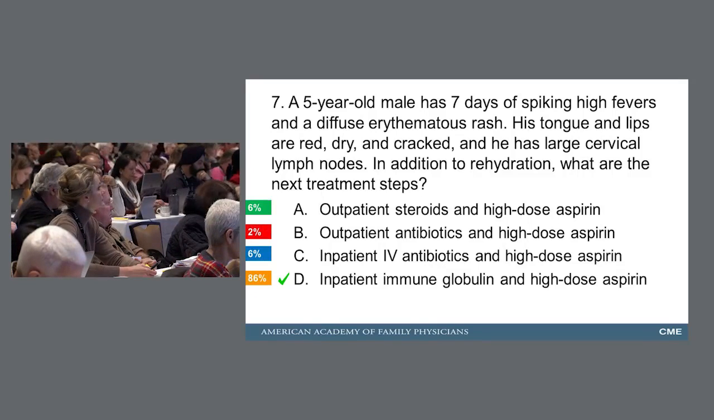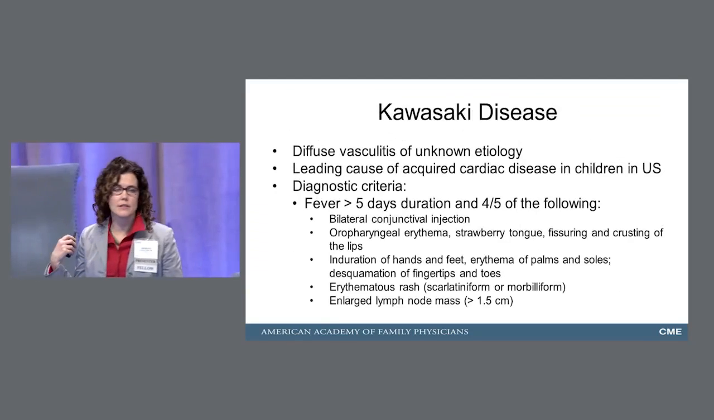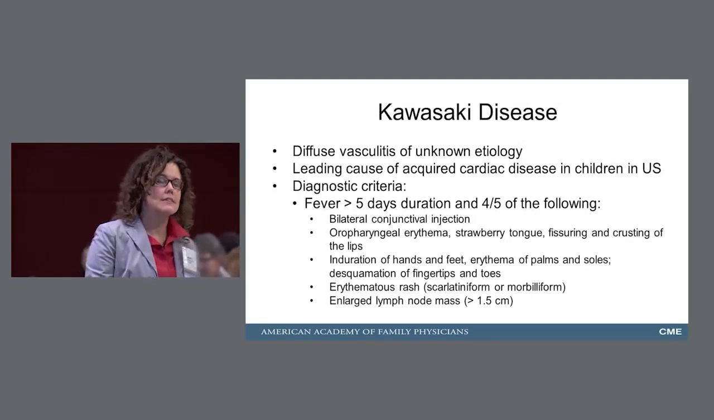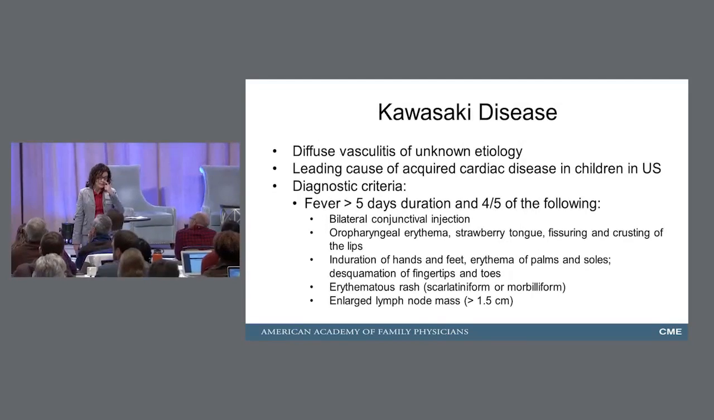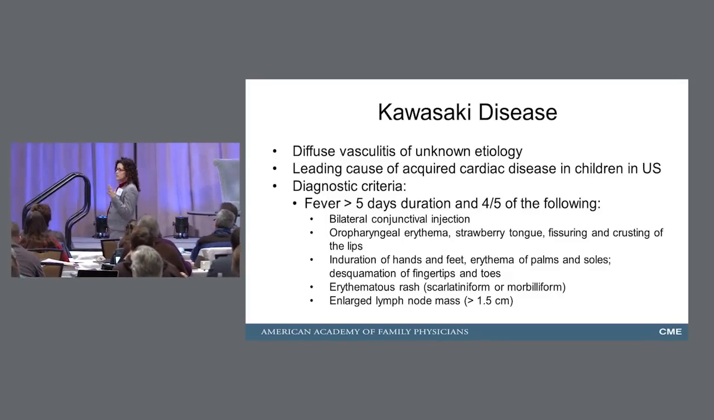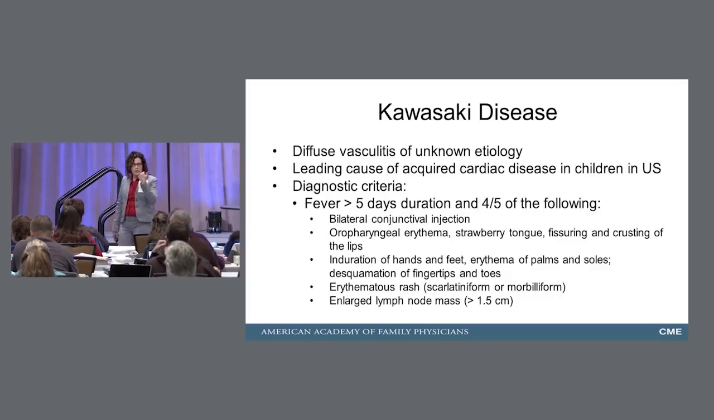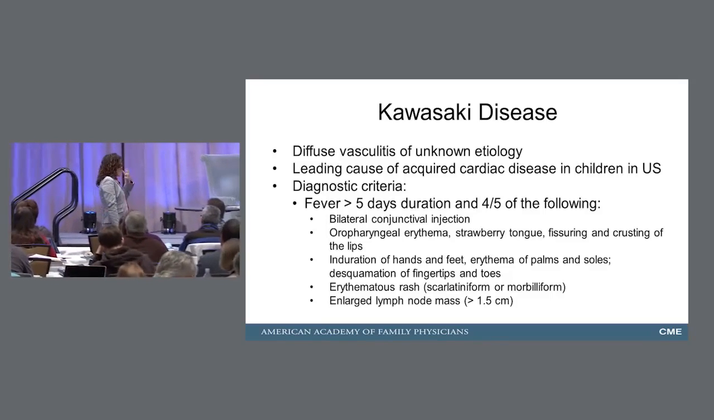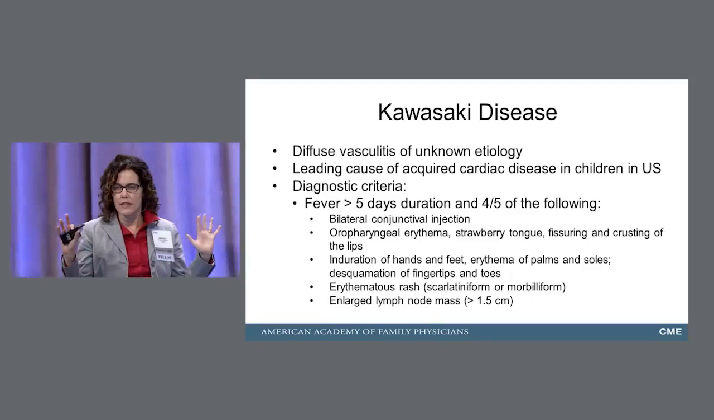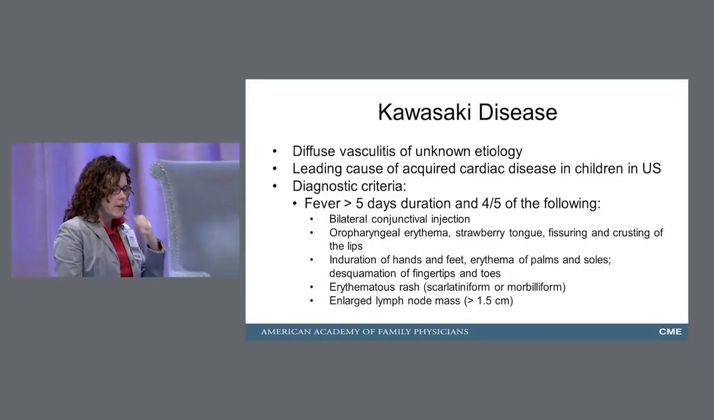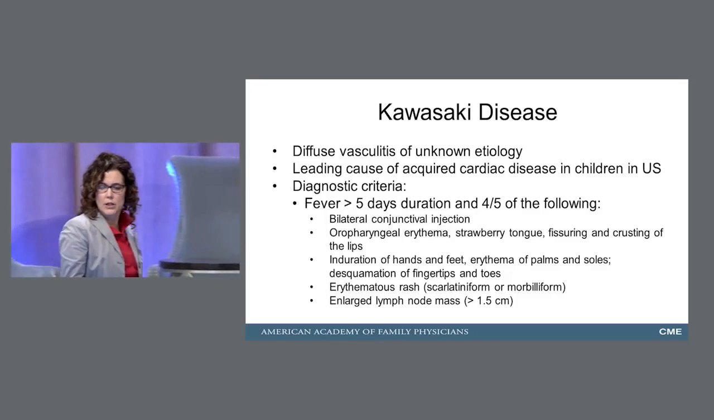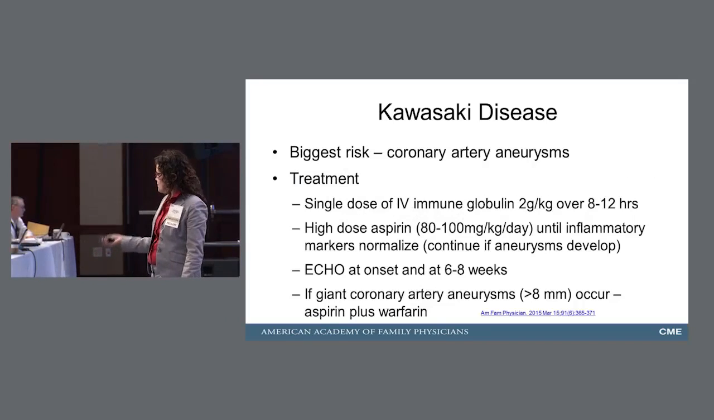Very good. The answer is inpatient immune globulin and high-dose aspirin because this is Kawasaki disease. So this is a diffuse vasculitis. It's the leading cause of acquired cardiac disease in the United States. And so the diagnostic criteria are important. It's more than 5 days of fever, plus the bilateral conjunctivitis, the oropharyngeal erythema, the strawberry tongue, the induration of the hands and feet, so you start getting the desquamation on the hands and feet, the erythematous rash all over the body, and the big lymph nodes, greater than 1.5 centimeters. They have to have 4 of the 5 of those.